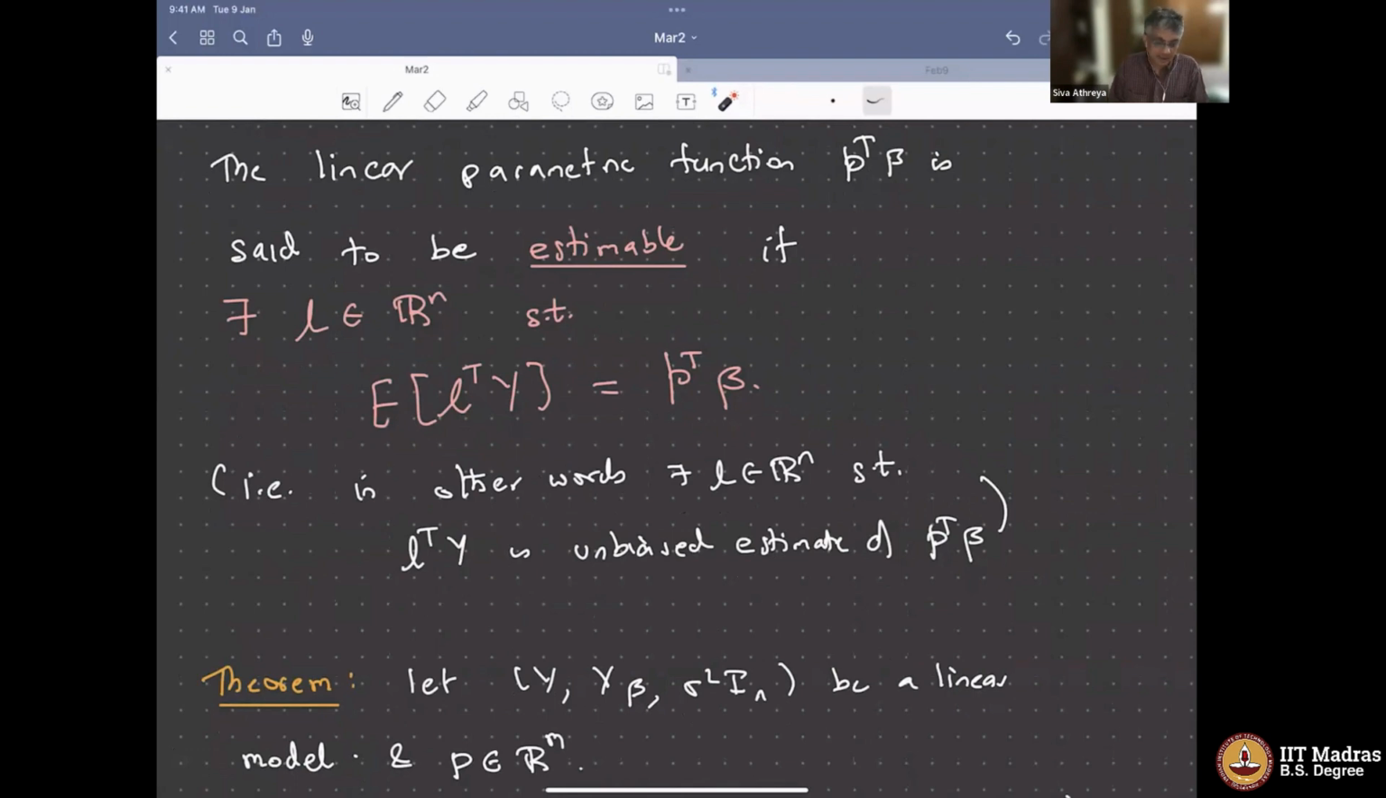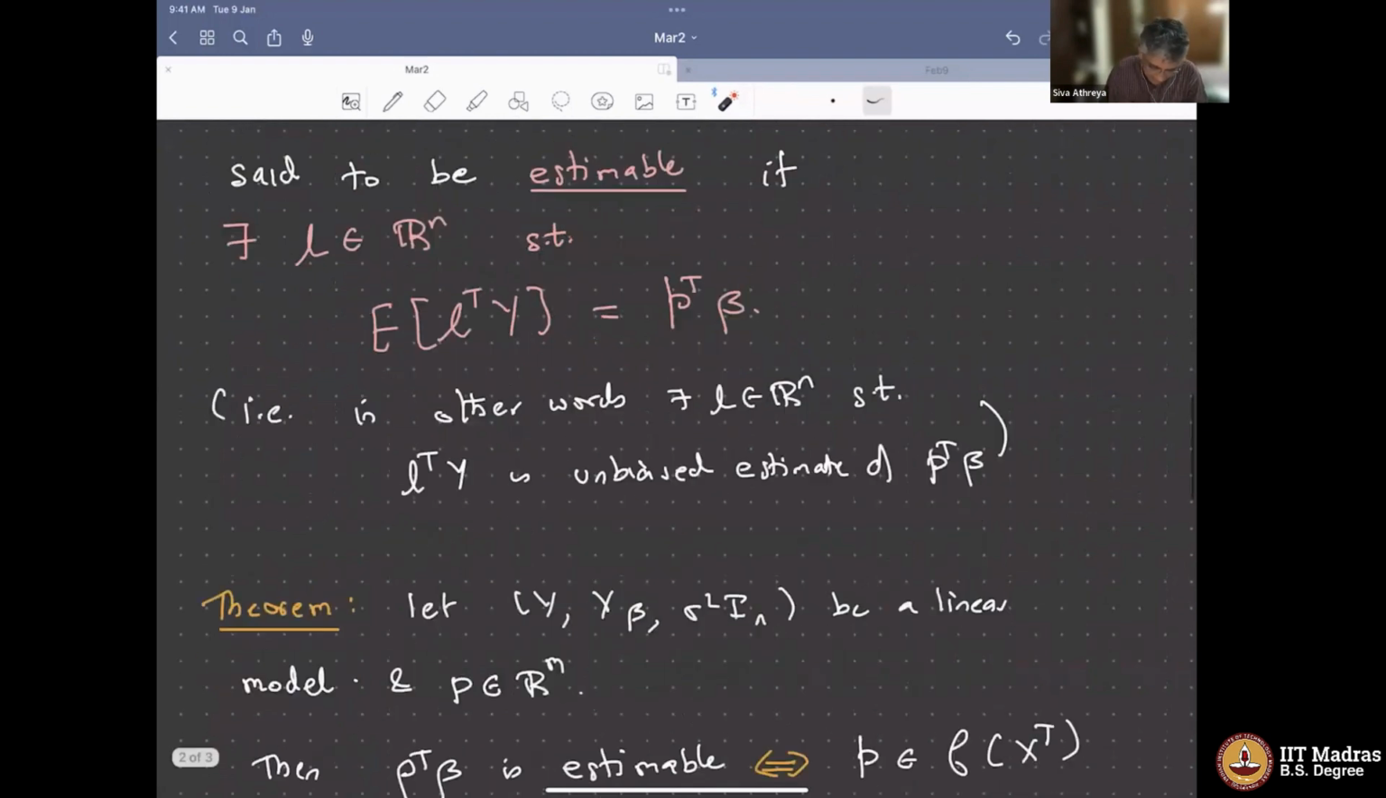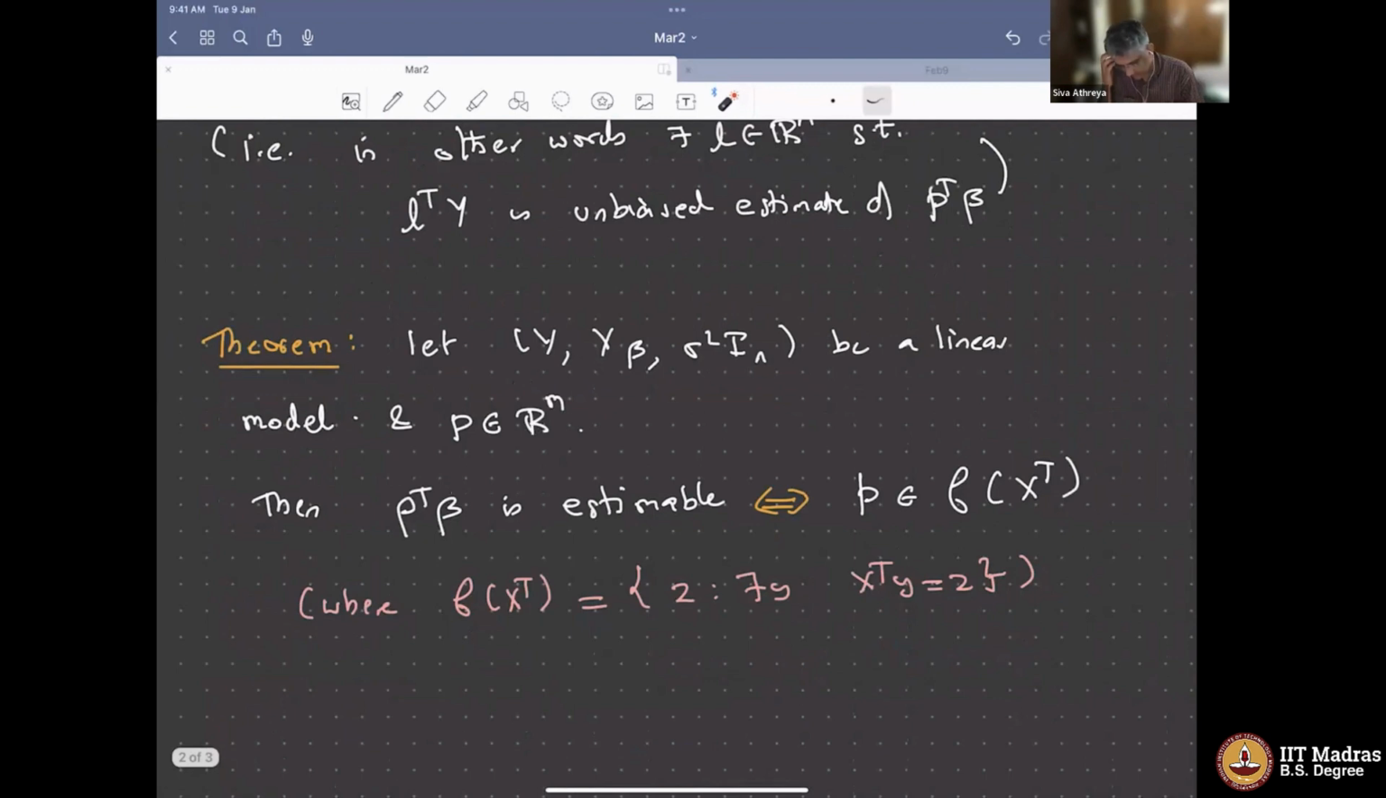Right? So then we also showed this thing on February 9th, that the linear parametric function P transpose β is estimable if and only if P belongs to the column space of X transpose. That is, if there's a Y so that X transpose Y equals P. This proof we had done.